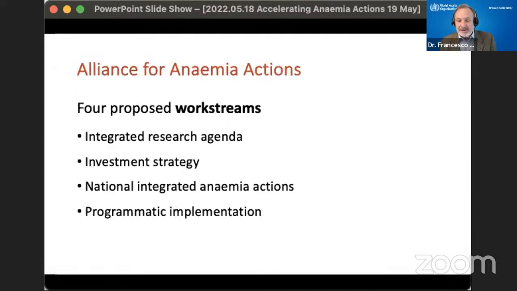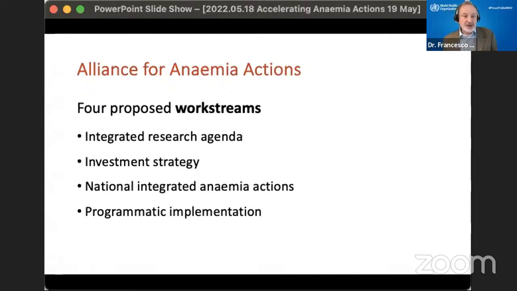Our understanding that anemia is such a complex condition really will lead us to the selection of appropriate actors which have not been working with us on this important common undertaking. The proposed work streams are 4.